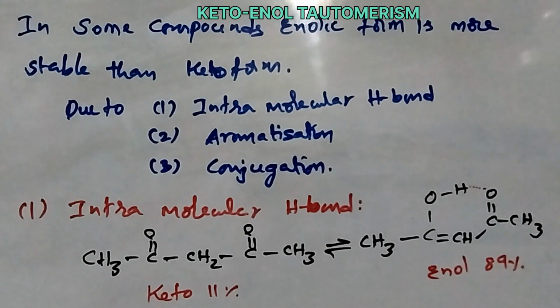Okay, so the keto form is more stable due to strong CO bond. The CO bond is more stable than CC, sigma or pi. Then the enolic form is more stable than the keto form due to intramolecular hydrogen bond and aromatization. These are fine. So now we'll go to aromatization.